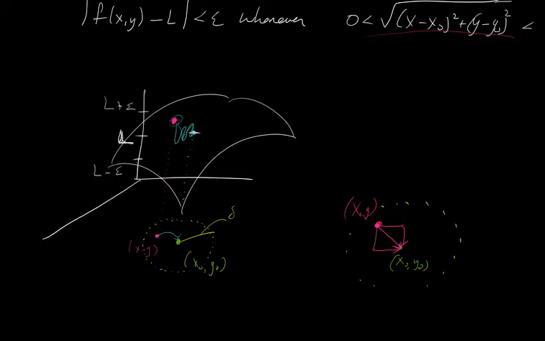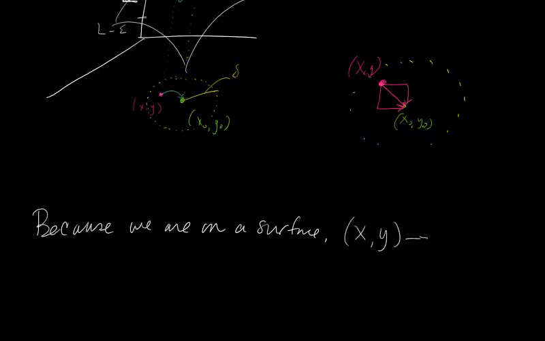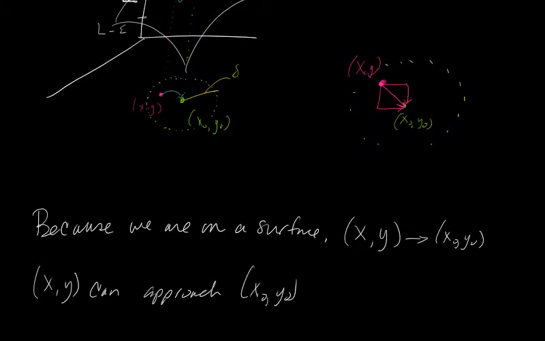So let me write that down really quickly here. All right, so because we are on a surface, let's go back to white here. Because we are on a surface, the statement that x, y is approaching x naught, y naught means that we can approach that point from any direction that we choose. Okay, so x, y can approach x naught, y naught from any direction.